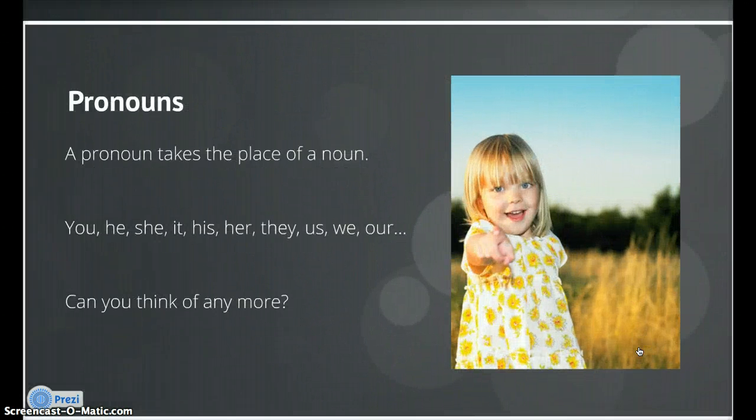Pronouns take the place of a noun. If you're talking about a person, place, or thing, but you don't want to actually say the person's name or the title of the place, you can replace it with these types of pronouns: you, he, she, it, his, her, they, us, we, are, and there's many others. Can you think of any more? There are spaces on your guided notes for you to write down a few more pronouns and for you to give some examples.